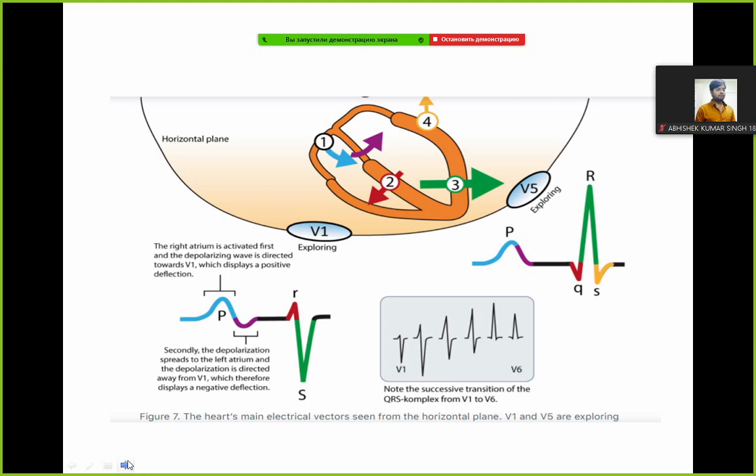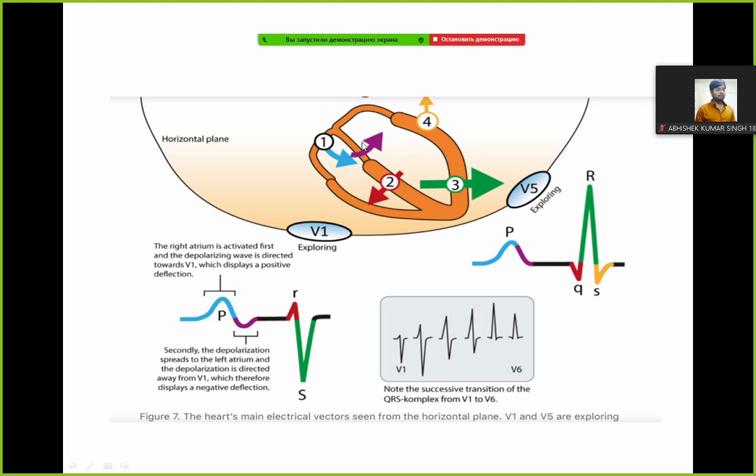So this picture illustrates that we have four electrical vectors. The first electrical vector is the depolarization of the atrium, which begins in the sinoatrial node. First the right atrium is depolarized, then the left atrium, and on the ECG we get the P wave.